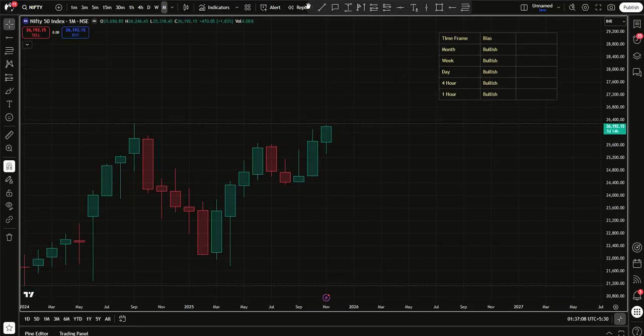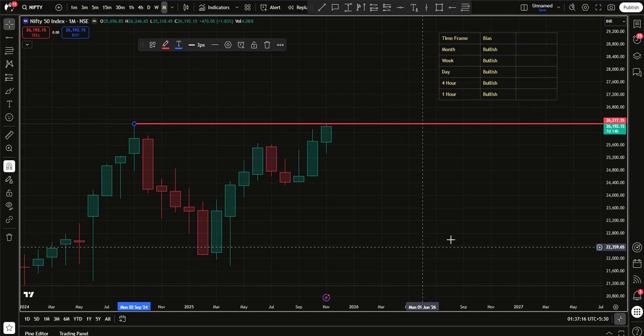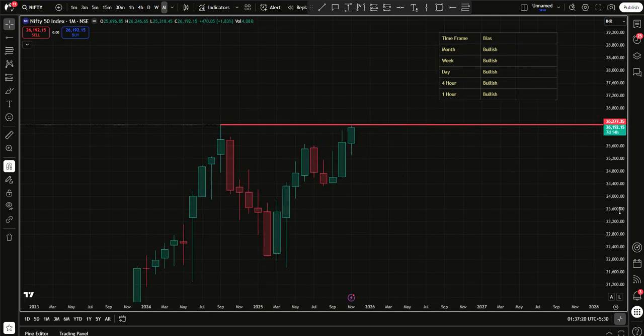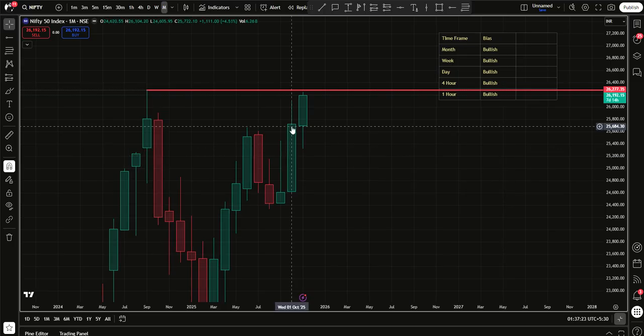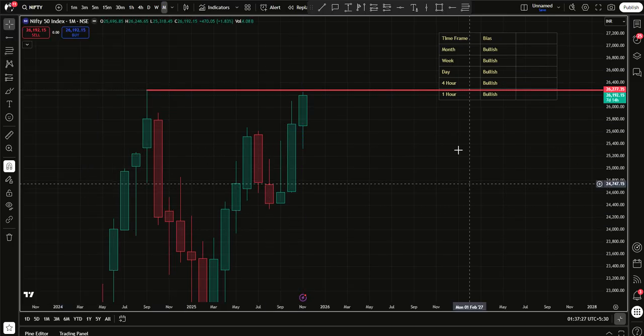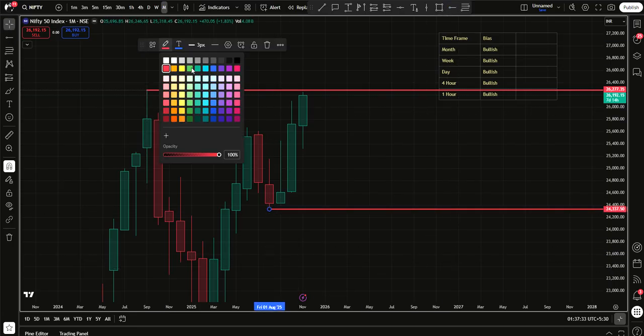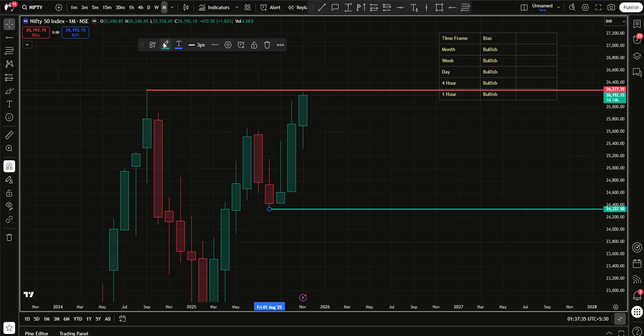What are the important levels here? Let's mark up ATH, ticker line, that's 26,277. Previous low, the previous monthly low is an important level. Mark it in green. Green, yeah.